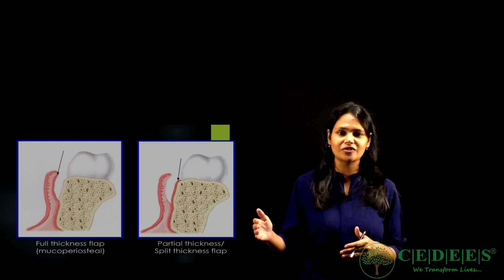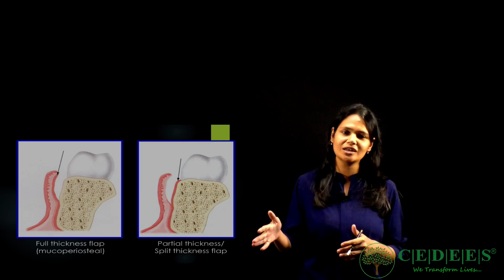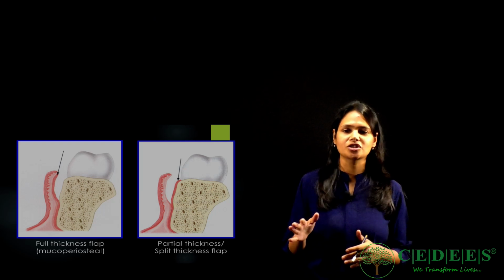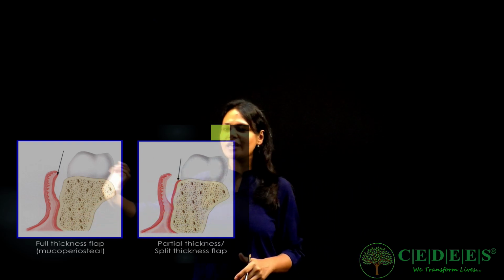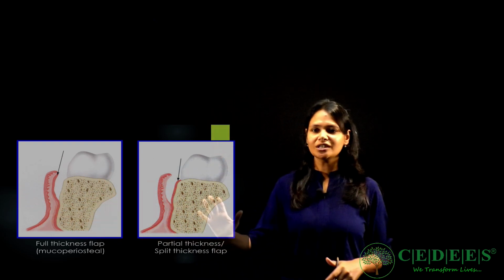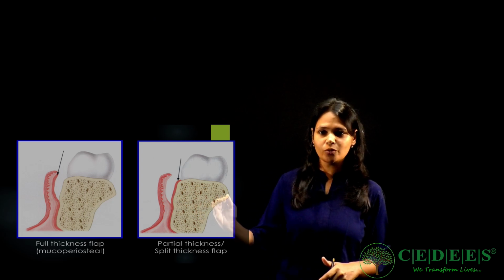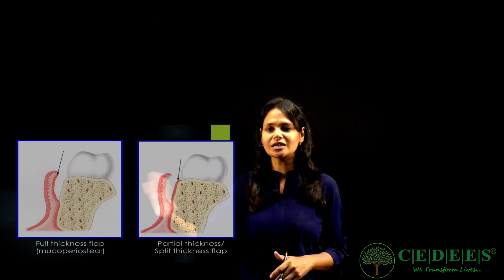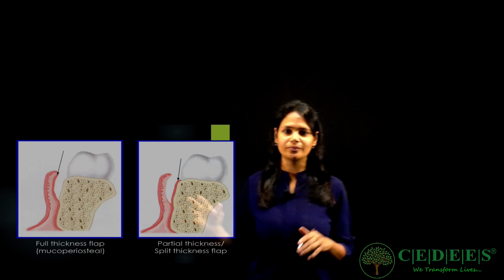Each of them have its advantages and disadvantages as well as its indications and contraindications. So full thickness when we remove the entire soft tissue, partial thickness when we leave some soft tissue on the bone and remove some soft tissue. So these are depending on the exposure of the bone.